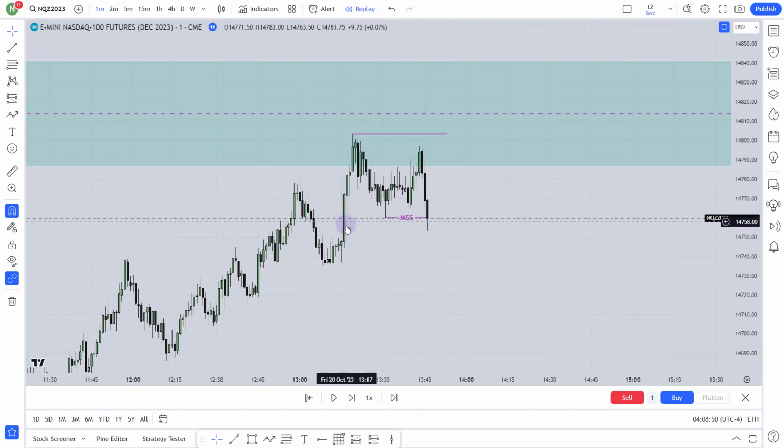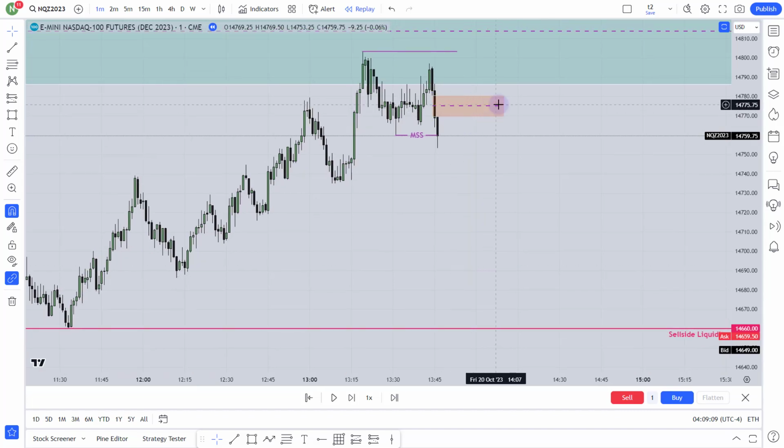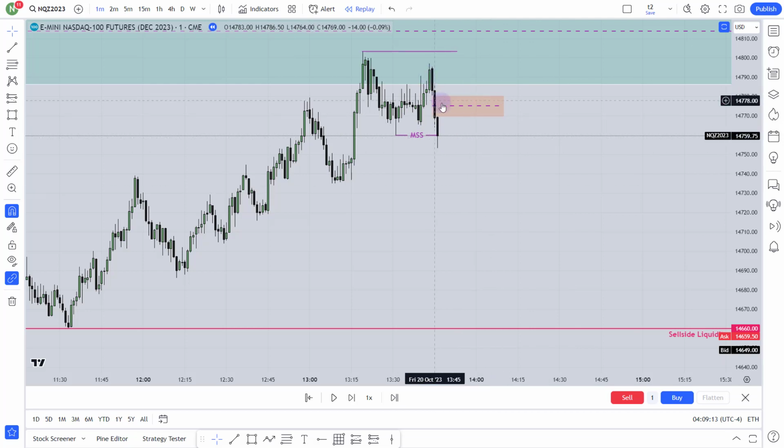It came to this fair value gap and failed to take the buy side liquidity. Instead of that, it gave me the market structure shift with a very clean fair value gap. Look at this fair value gap. It's very clean. So from the beginning, we are interested to take short because this is our sell side liquidity, and it gave me this market structure shift with a very small stop loss.